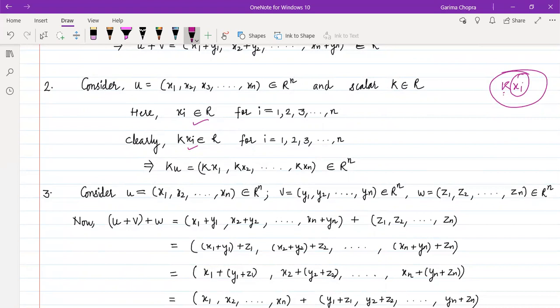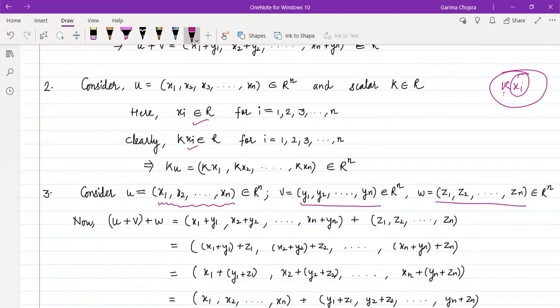So for associative, what we have done, we have assumed here three vectors, u, v, and w. These three vectors have this form. They are in the form of n-tuplets having n components. And xi's, yi, and zi, all are real numbers. And these n-tuplets belong to this n-dimensional space. Now we are considering the vector addition of these two vectors u, v, and then we will be adding the resulting vector to this vector w.